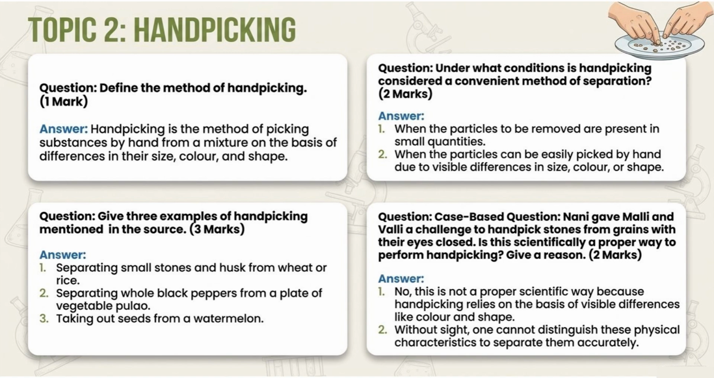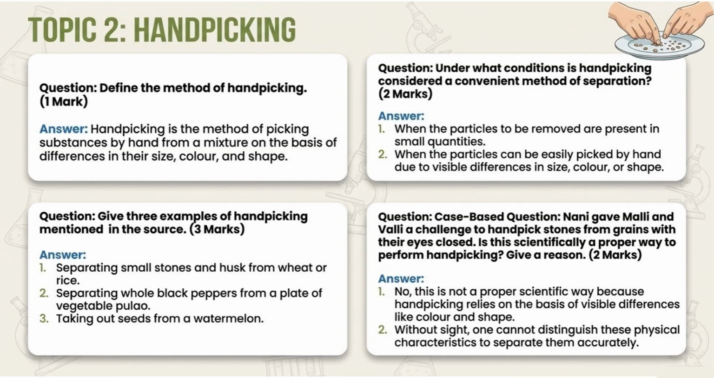Question, under what conditions is handpicking considered a convenient method of separation? 2 marks. Answer, when the particles to be removed are present in small quantities. When the particles can be easily picked by hand due to visible differences in size, color, or shape.